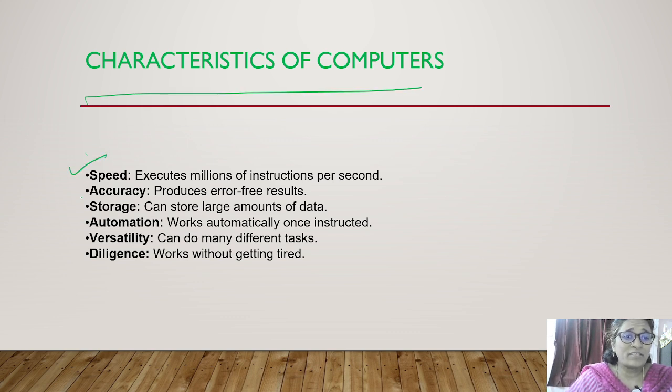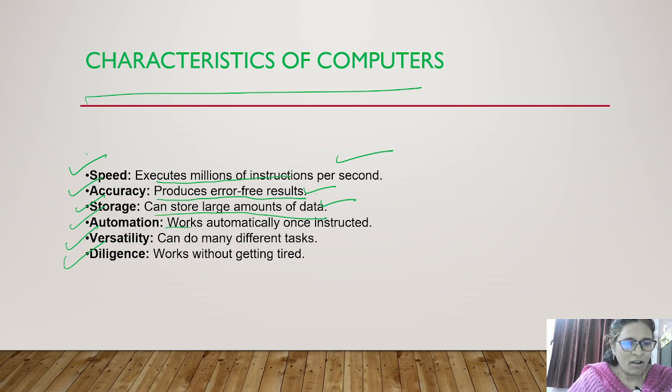A computer has speed, accuracy, storage, automation, versatility, and diligence. Speed means what? A computer can execute millions of instructions per second. Accuracy: it will produce error-free results, meaning we cannot get any errors. Storage: it can store large amounts of data. Nowadays we can store terabytes of data, that means 1000 GB of data. That much storage the computer will give.